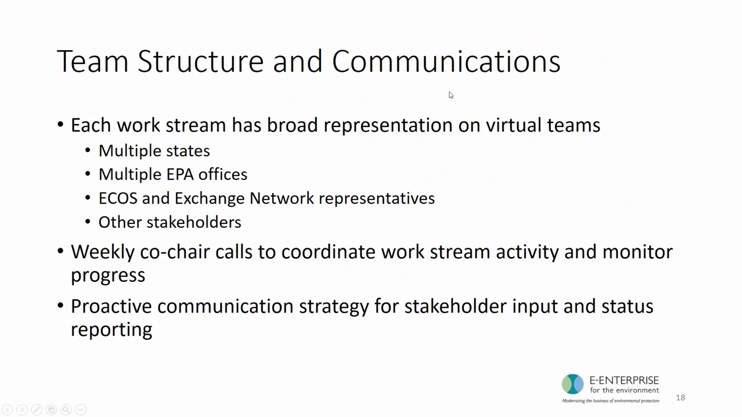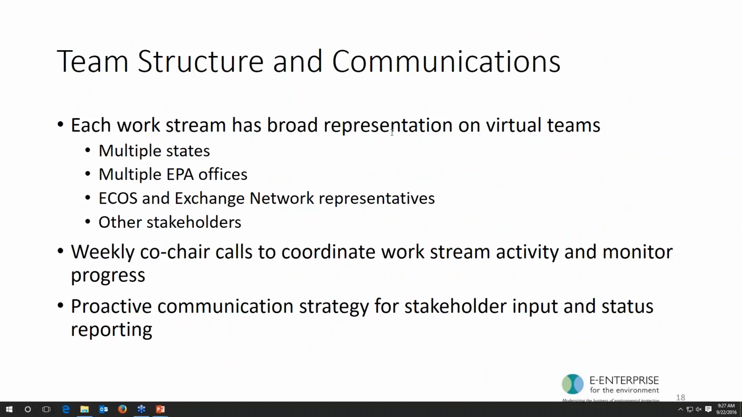So Ron described the 6 different work streams, and I want to talk about the team structure and communication and how we're going to, throughout the process, continue outreach and involvement of the states, tribes, other organizations, other stakeholders. Each work stream will have broad representation. We work as virtual teams via webinar and conference calls. We have representation from multiple EPA program offices as well as multiple states. We've discussed a number of them here that have been involved, as well as ECOS and Exchange Network representatives.